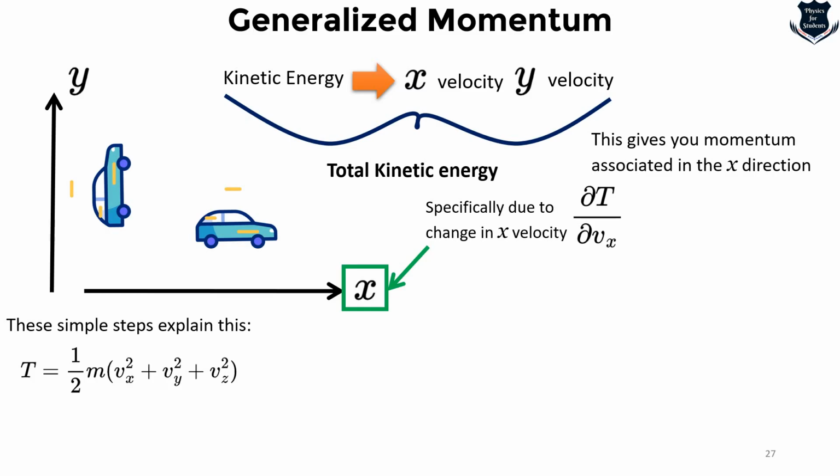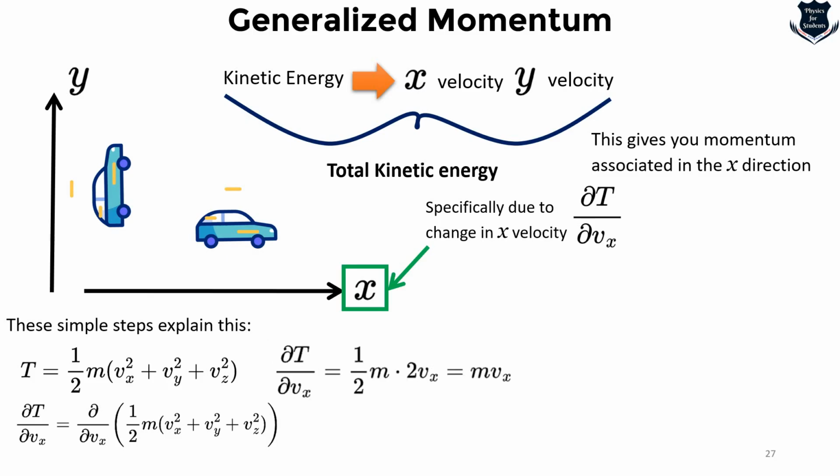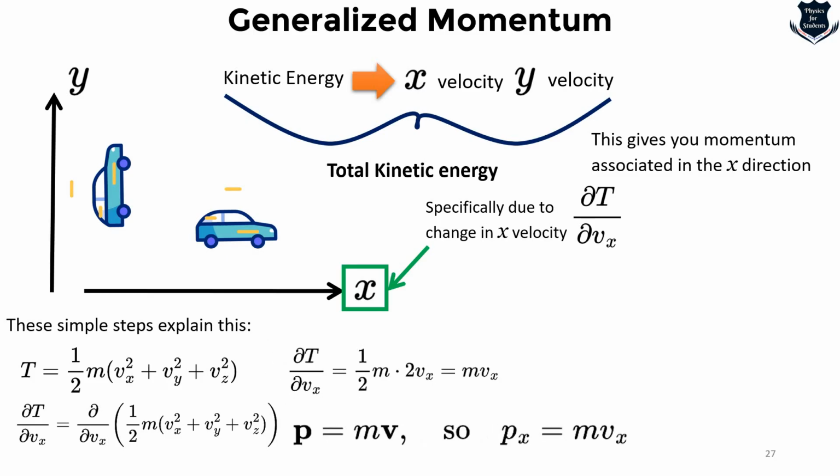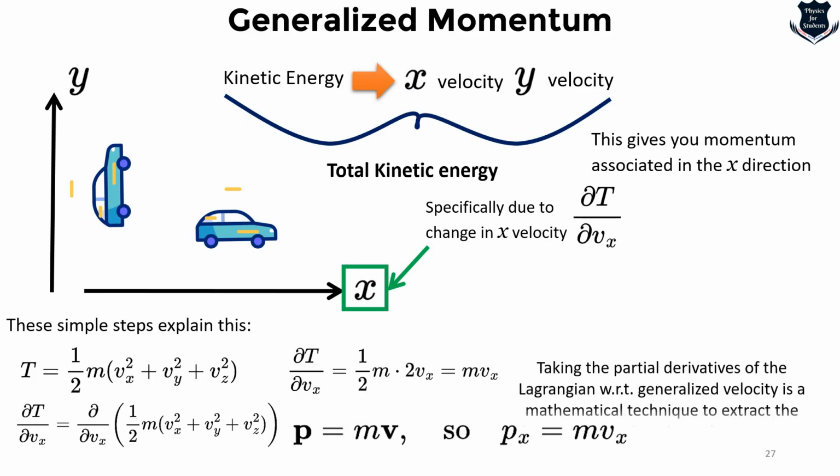Since only v_x squared depends on v sub x, we get this one. The result is this one, and this results in the momentum p, which is defined as p equals mv. Here it is p sub x equals m v sub x. So this actually shows you how we get back to the classical momentum.